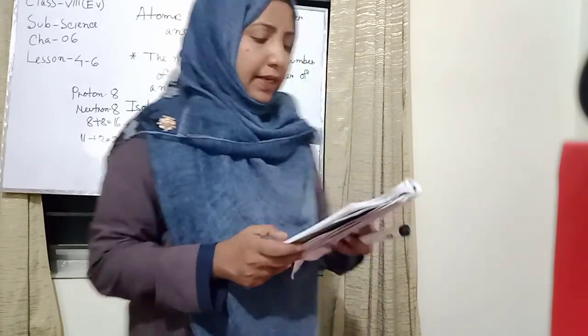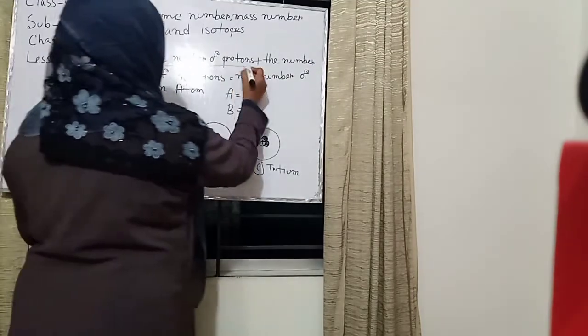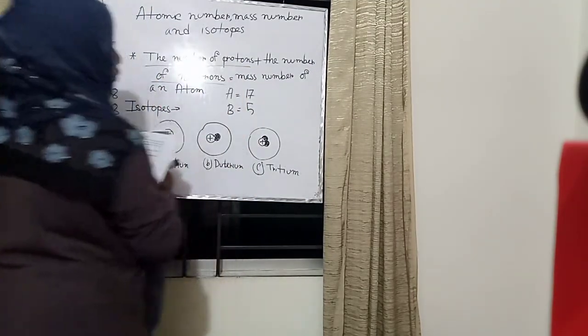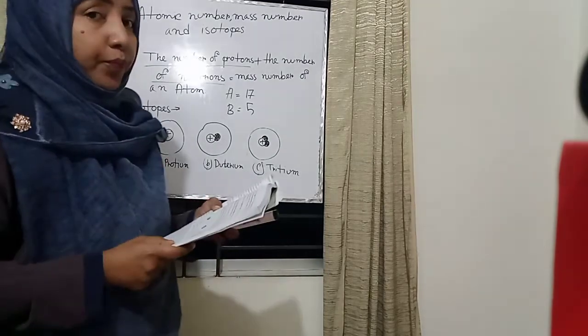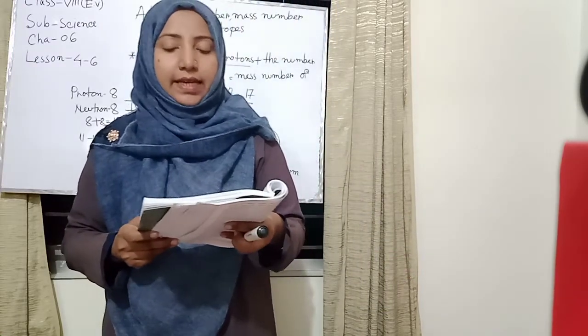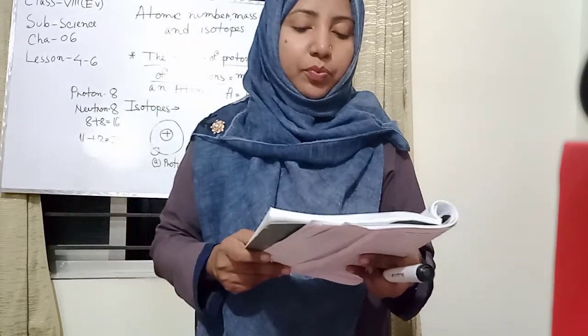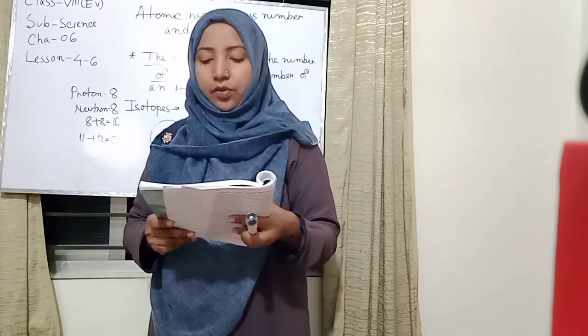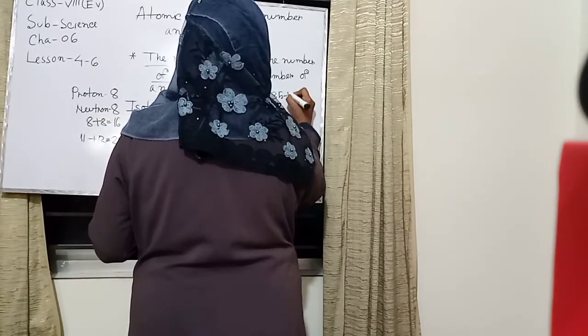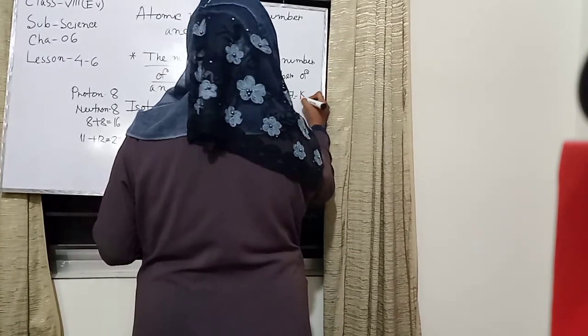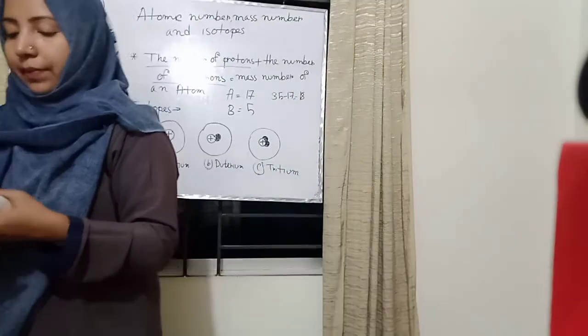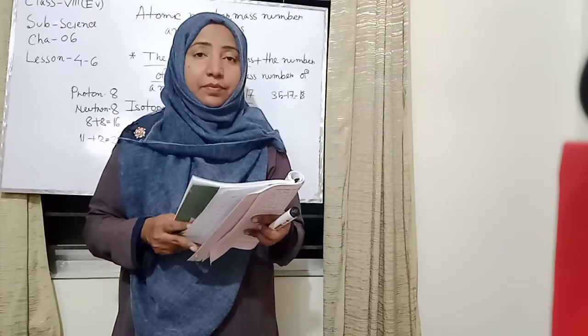In an atom, the number of protons plus the number of neutrons is equal to the mass number of the atom. Therefore, the number of neutrons in an atom of element A is equal to the mass number of element A minus the number of protons in the atom of element A. Thus, the number of neutrons of an atom of element A is 35 minus 17, which is 18.